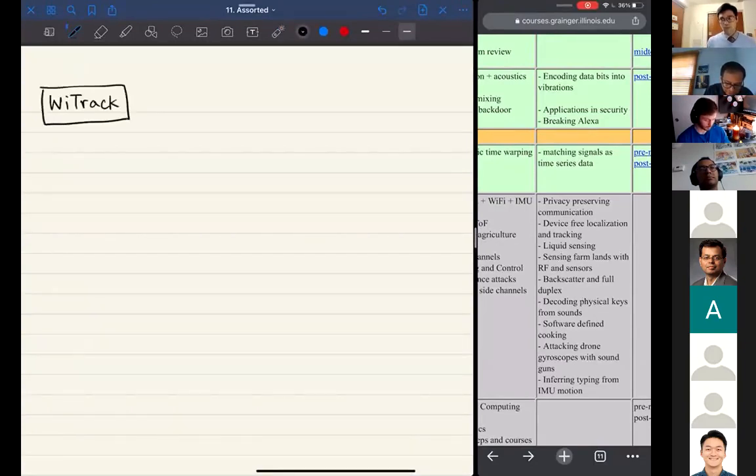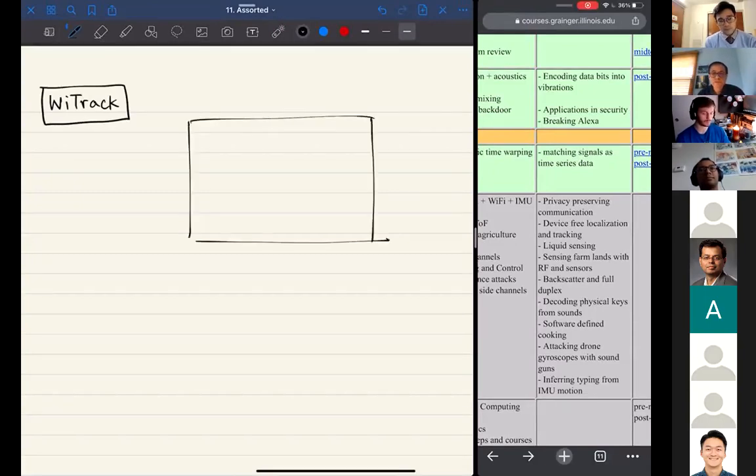Completely different, okay? This is a completely different project. So we are just jumping around all over the place. So WiTrack says, I have a room and there's a person who's walking around and I want to localize the person in that room. But I don't want the person to carry any device. Okay, so what am I going to do?